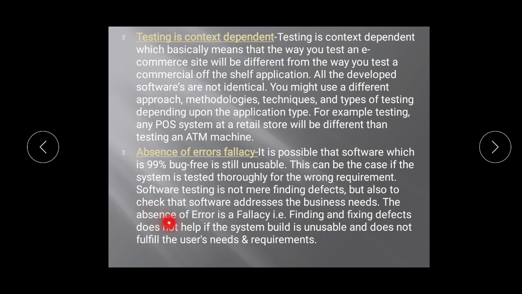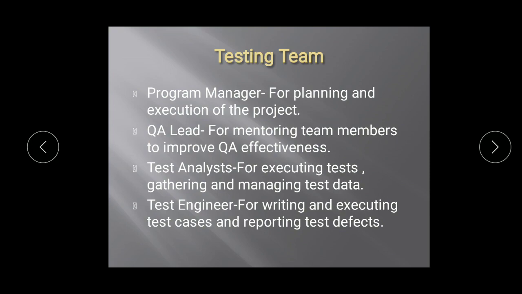Now, the absence of error is a fallacy. Absence of error is a fallacy means finding and fixing defects does not help if the system built is unusable and does not fulfill the user needs and requirements. Even if there are no errors and it's a bug free and proper product, but it does not fulfill the needs and requirements of my customer, then that software is not properly developed or programmed. This is one principle which we have to check while we are checking the requirements and then testing the process.